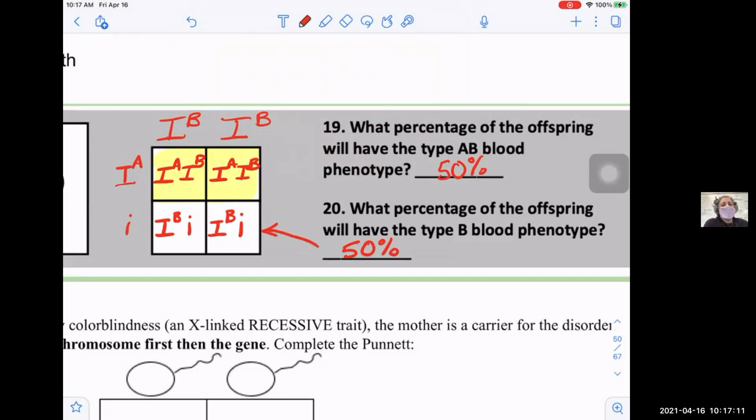I just want to remind you to please read carefully what the question is asking, because I think sometimes we make little mistakes when we don't read fully what the question is asking, and that's just a good test taking skill. So like if I asked you what percent of the offspring would be type O, that would be 0%, because none of the babies, if you remember from yesterday, type O blood has the genotype i. The two homozygous recessive is type O.